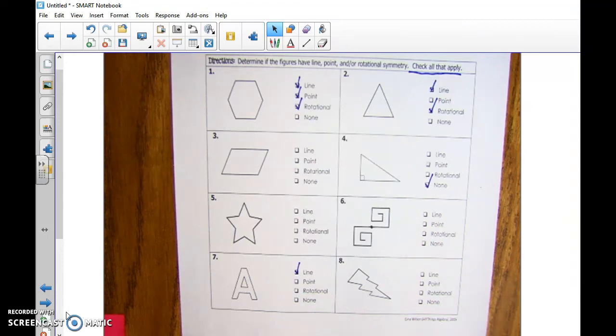All right, so now you have a second page of practice and your homework sheet to complete.